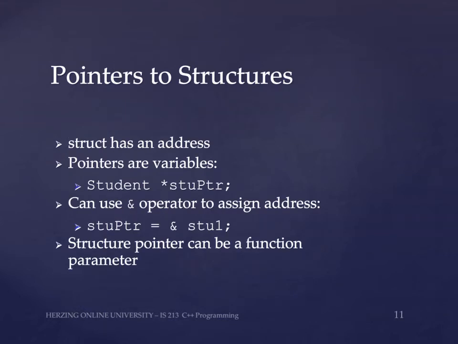Another interesting topic when we talk about structures is pointers. Pointers to structures. A structure variable has an address. Pointers to structures are basically variables that can hold the address of a structure. So for example, if you have a student pointer, stuPtr, you can use the & operator to assign the address. A structure pointer can be a function parameter, and to access a structure member via a pointer variable, you must use the open and close parentheses around the pointer variable, not the field within the structure.